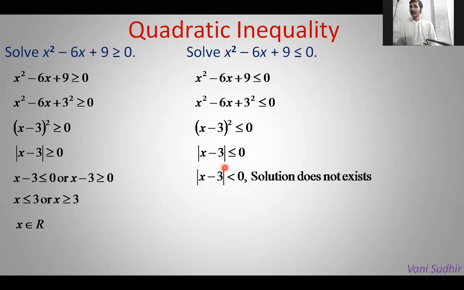When modulus of (x minus 3) is less than 0, the solution does not exist. Modulus or absolute value will never be negative. It is always non-negative. Absolute value will not be negative at any time. Okay, therefore the solution does not exist here. When it is equal to 0, we discussed the definition: when modulus is 0, then here you will get x equal to 3. x equal to 3 is the only solution.